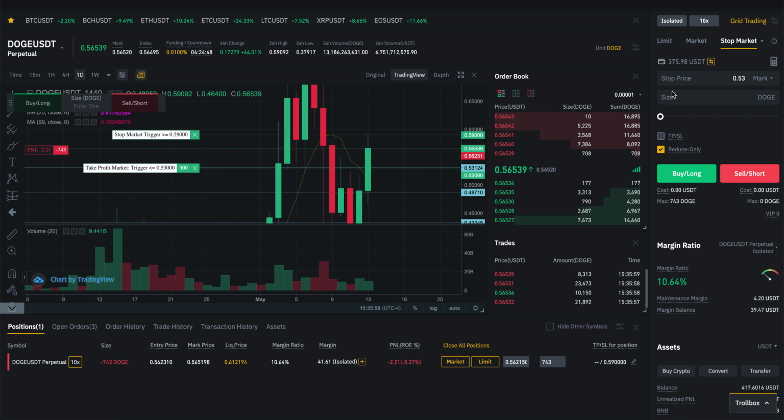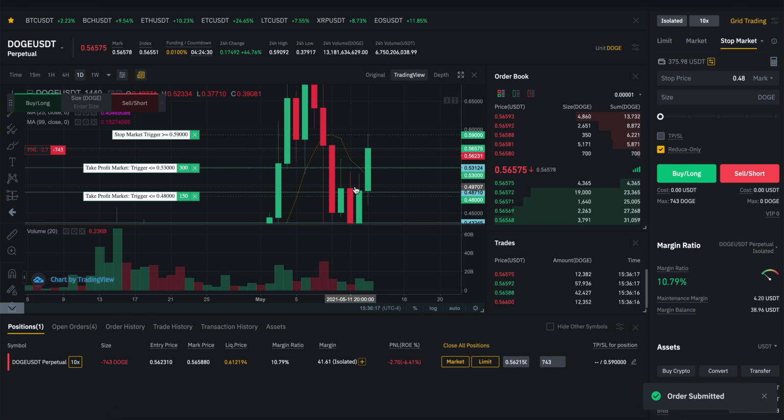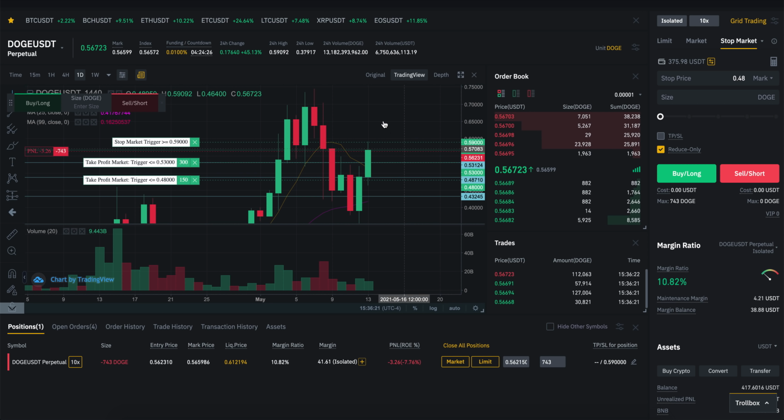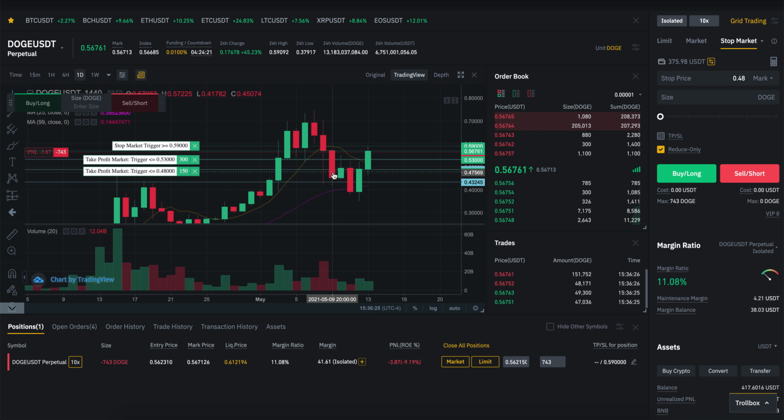And then I would do the same thing at 0.48. I want to sell, let's say, another 150 Doge, reduce only, very important, because if you don't click reduce only, what could happen is instead of taking out of your open position, it could open a new position, and you don't want that. Click buy long, and we've got our other take profit right here. So right now we have our stop loss and our two take profits, and the trade can just run automatically by itself, guys.